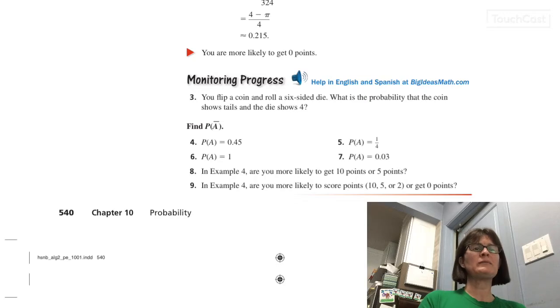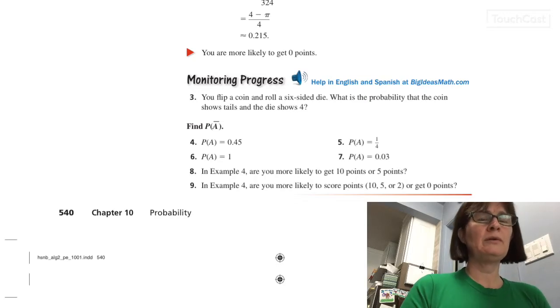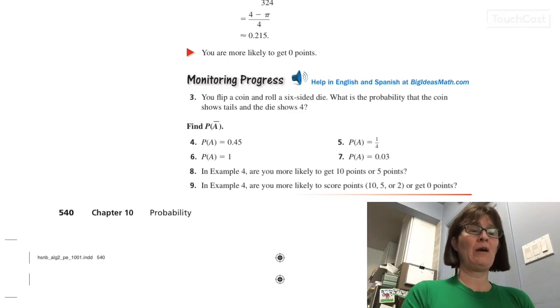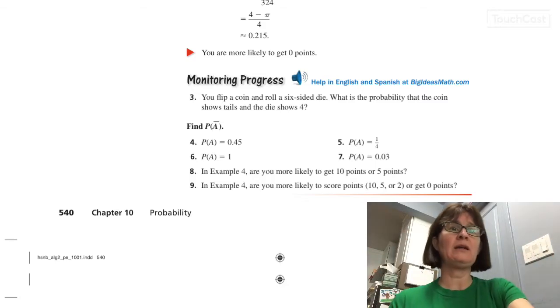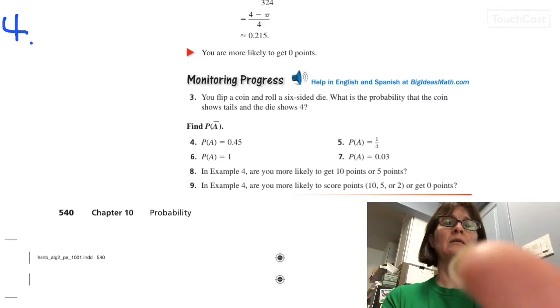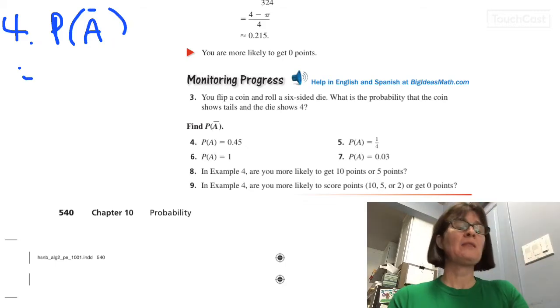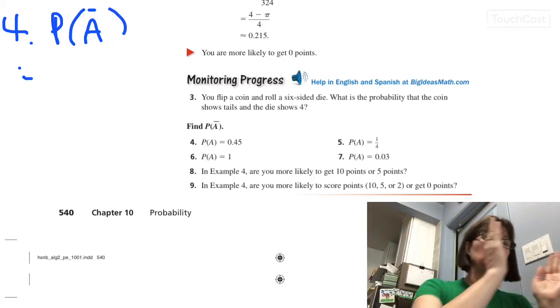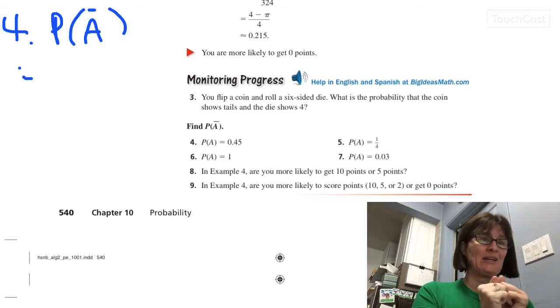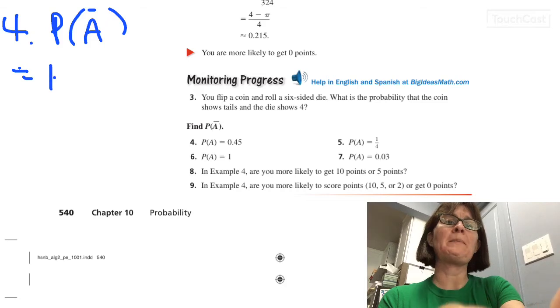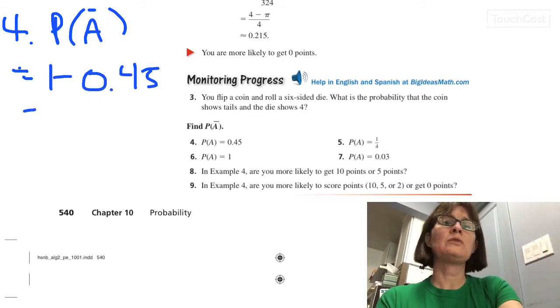So a couple practice problems down here. I'm looking at question 4. It says find the probability of A bar. If the probability of A is 0.45, what's the probability of A bar? All right, so big idea. The probability of something happening and the probability of it not happening have to add up to 1. So that was supposed to be an equal sign. So probability of A bar is going to be 1 minus probability of A, which is 0.55.